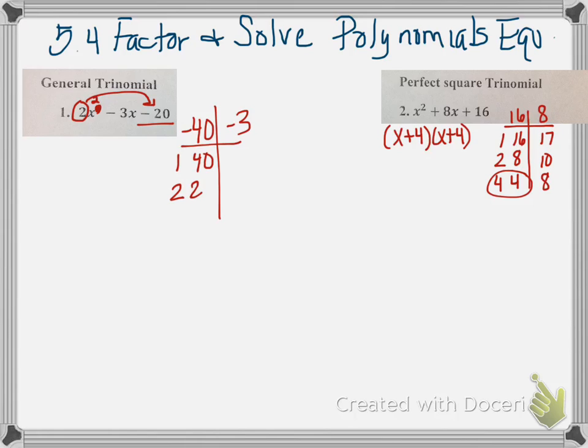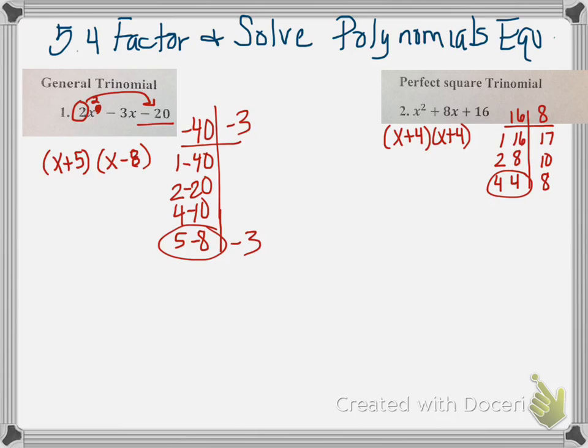Factors of 40 are 1 and 40, 2 and 20, 4 and 10, and 5 and 8. Because it's a negative 40, that should tell me my numbers should be different signs. I look at the middle number, it's negative, so that means my larger number should be negative. When I do the summation there, the only ones that give me a negative 3 are the 5 and negative 8. So my factors for now would be x plus 5 and x minus 8.